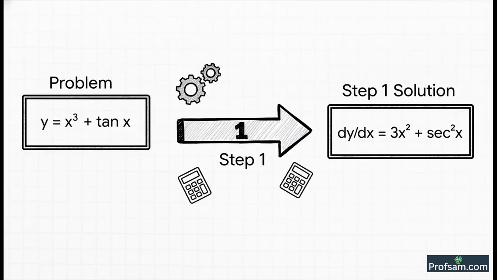Okay, let's take this example straight from your textbook. y equals x cubed plus tan x. Step 1. Find the first derivative. We know the derivative of x cubed is 3x squared, and the derivative of tan x is secant squared x. So dy dx is 3x squared plus secant squared x. See? Easy peasy. You're already halfway there.